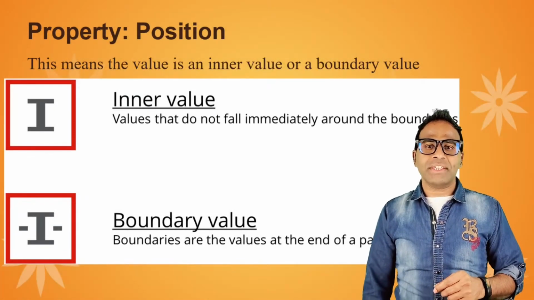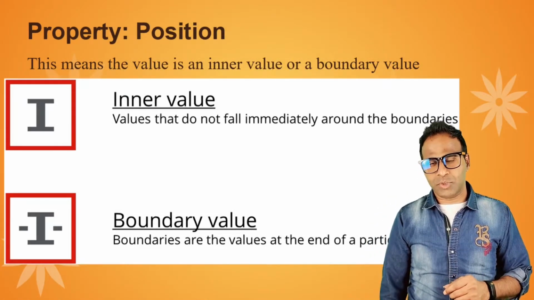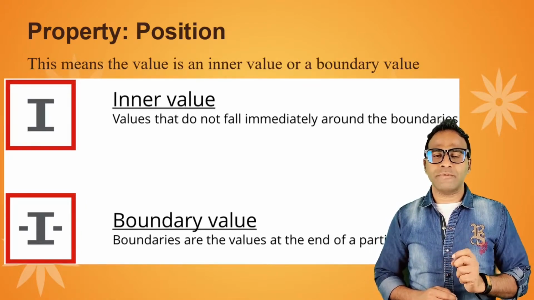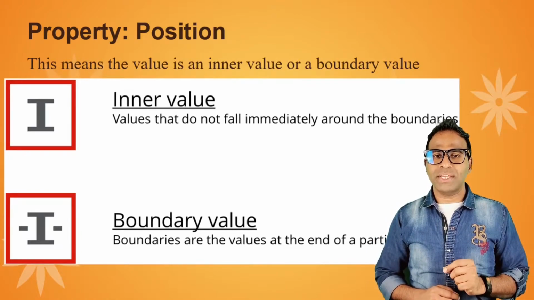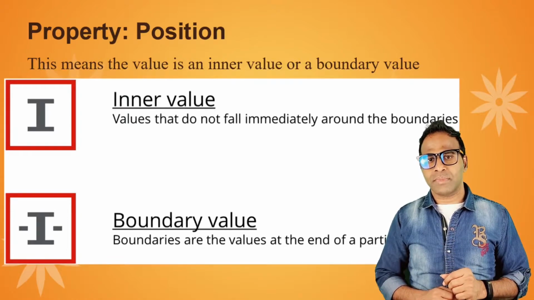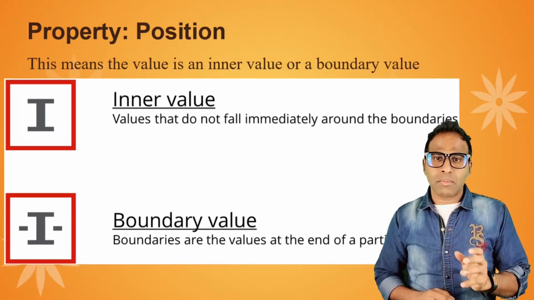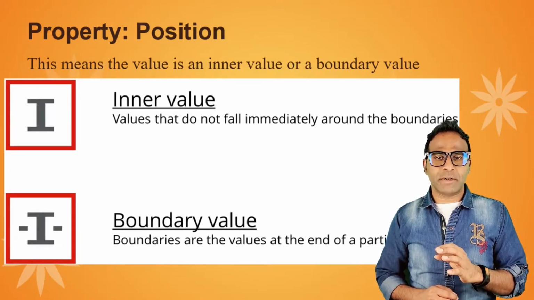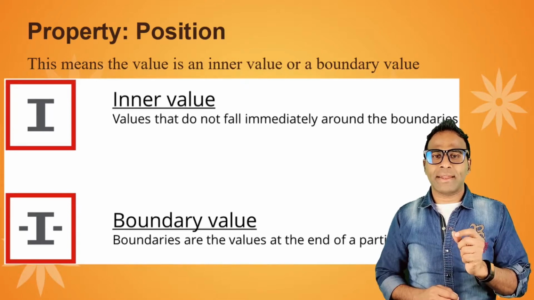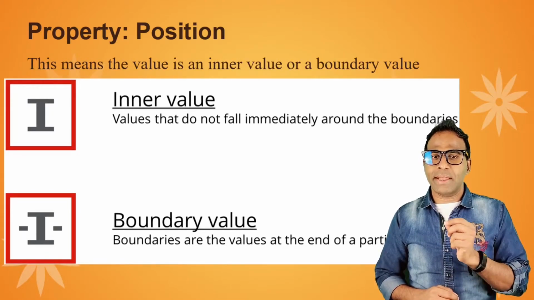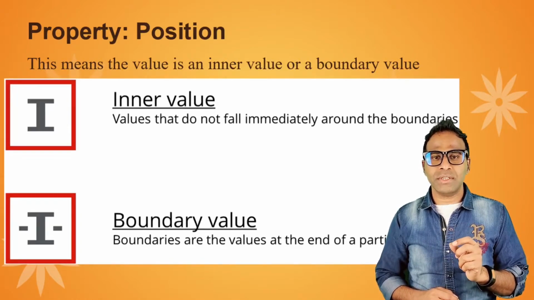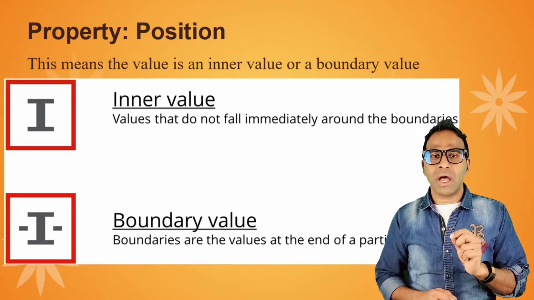Okay, so what is our next property of an instance? The next property of an instance is position. There are two types of position values: one is the inner value and the other is the boundary value. The inner value is notated by a white I icon surrounded with a red outline, and the boundary value is the same, but the difference is that you have hyphens around the I.